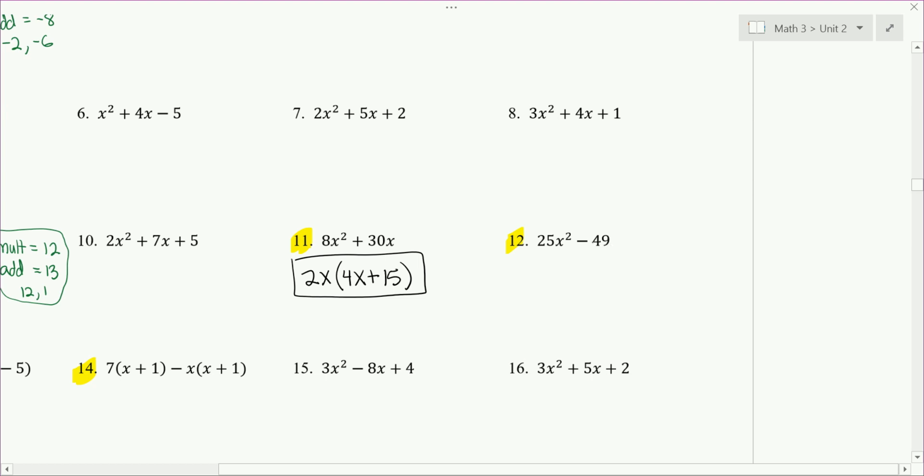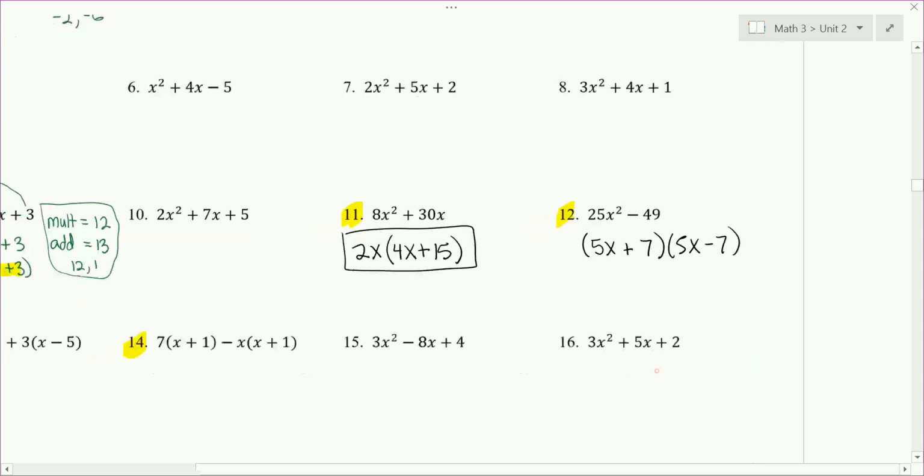When you have a difference of two squares, there's a trick to factoring this. You take the square root, 5x, and 49 would be 7, square root is that. And so you get 5x plus 7 times 5x minus 7. Opposite signs, one's a positive, one's a negative. And when you multiply that out, you end up with what we started with. That only works with a difference of two perfect squares.